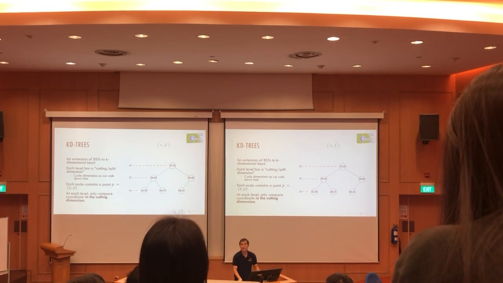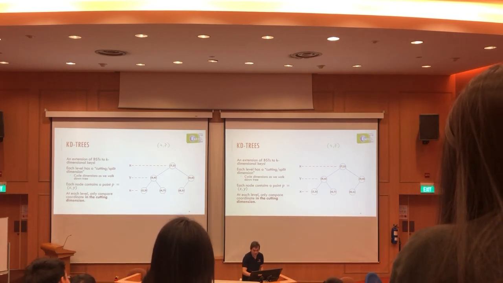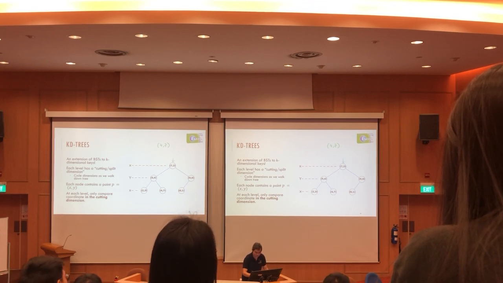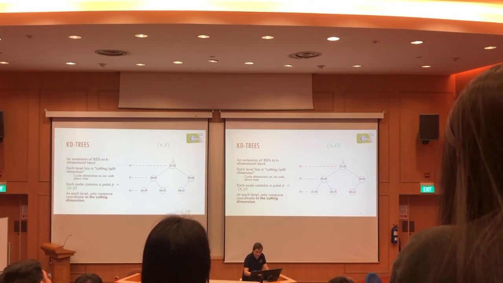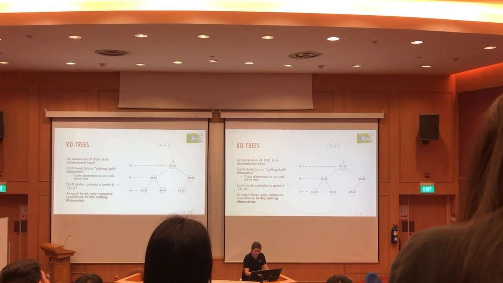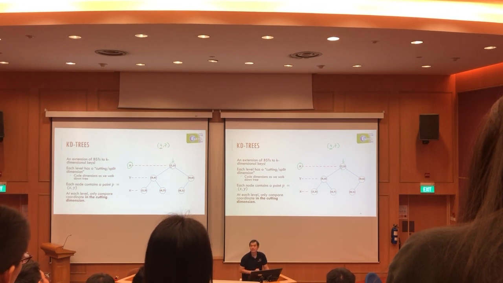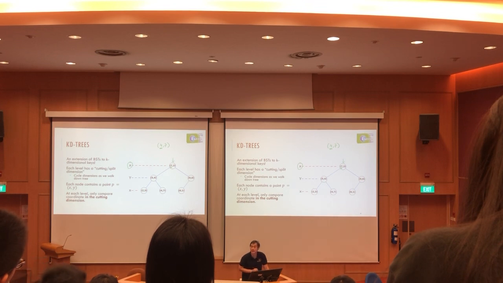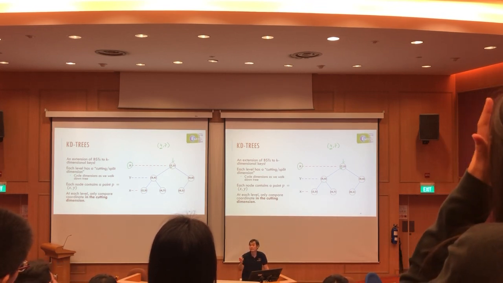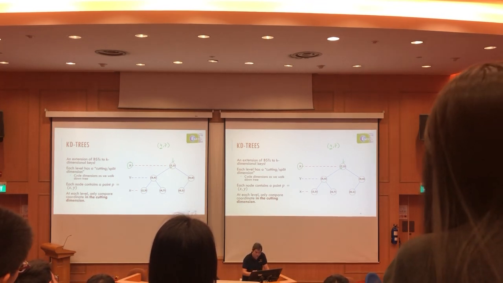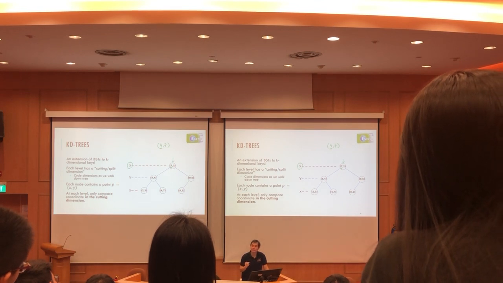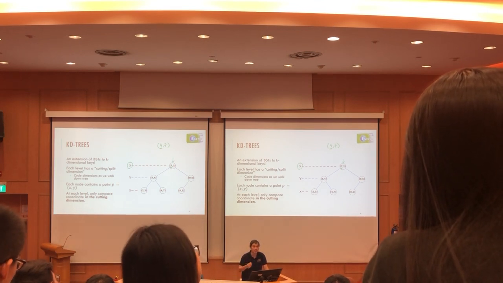I'm looking for 4, 7 in this tree. I first check the root node and what the splitting dimension is. The splitting dimension is x, so I only check the x coordinate. Is 4 bigger than 7 or less than 7? Less. Do I recurse left or right? Just like a binary search tree, recurse left.